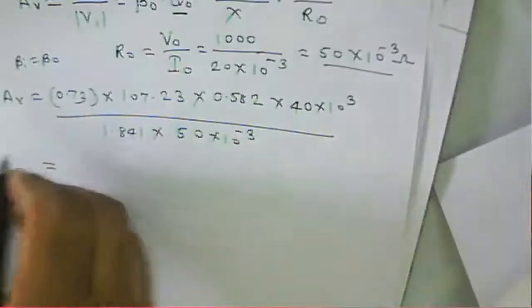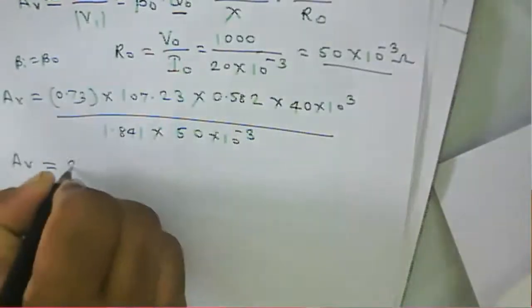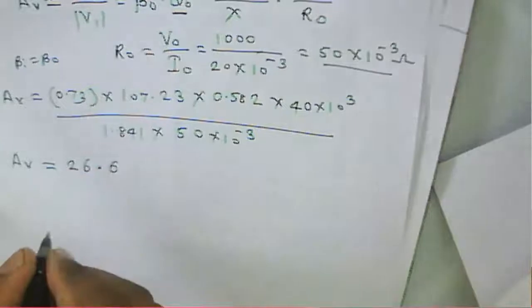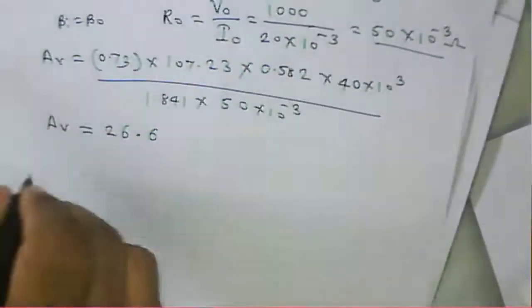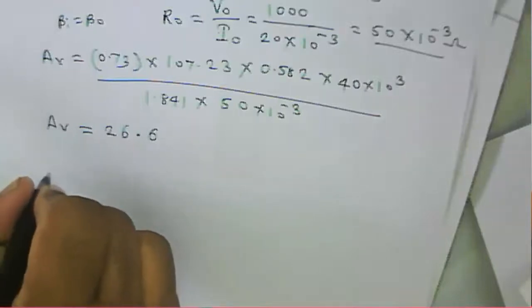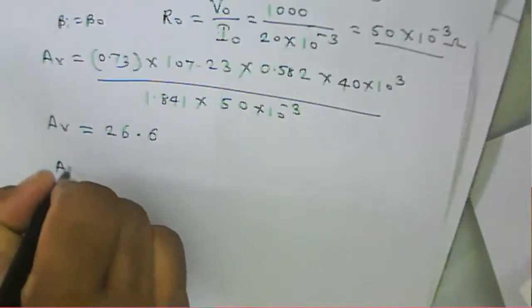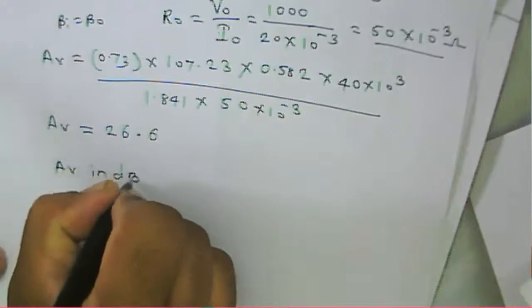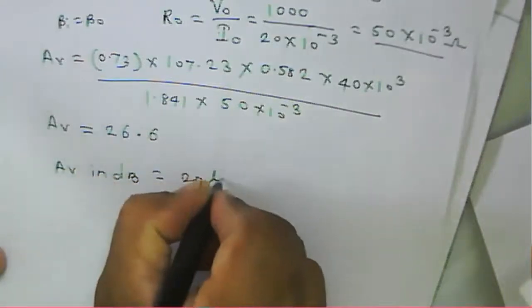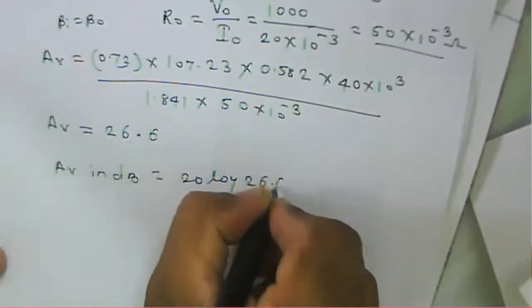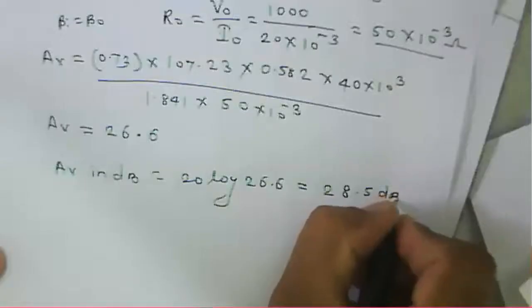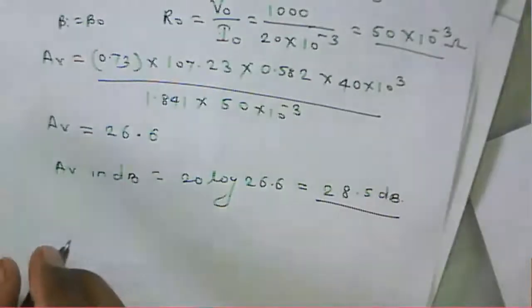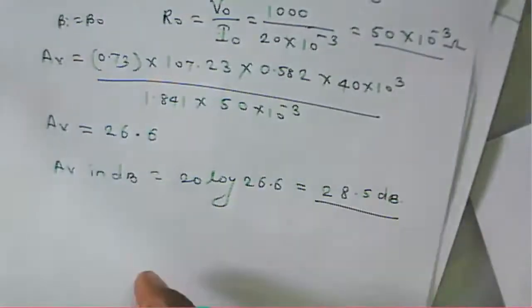That is about your R. So you put all the values, and you get that AV is equal to 26.6. Okay, that is the number. And to obtain the gain in dB, AV in dB is equal to 20 log of 26.6. You get 28.5 dB. That is the voltage gain in dB.